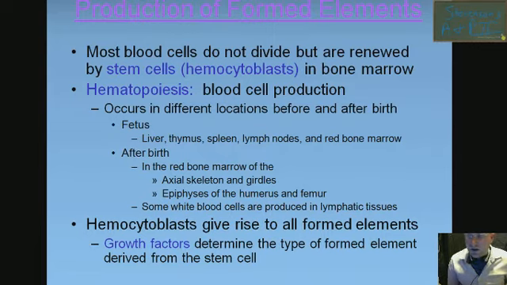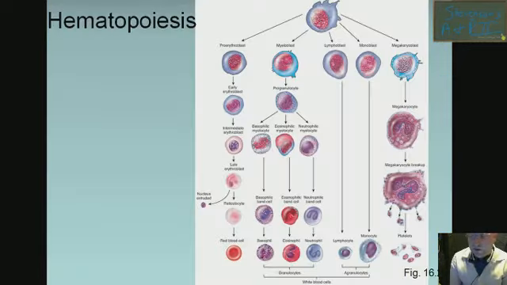Hemocytoblasts give rise to all of the formed elements of blood. Growth factors will determine the type of formed element that will be derived from that stem cell. So here's a look at hematopoiesis. The progression of hematopoiesis starts off with several different progenitor cells, those early on in the process.